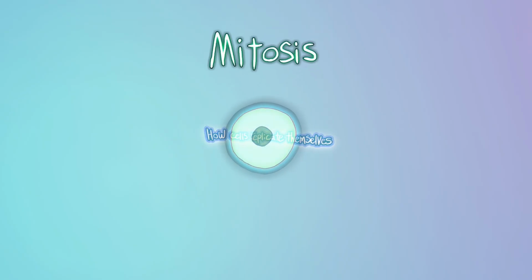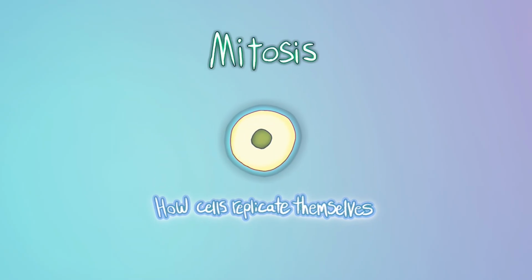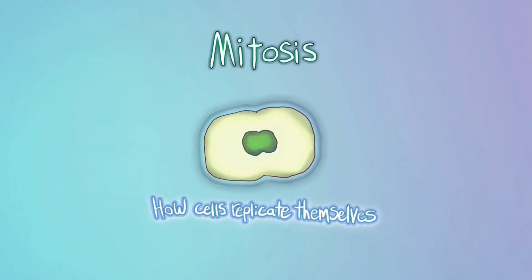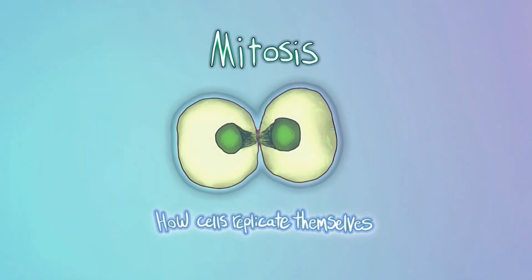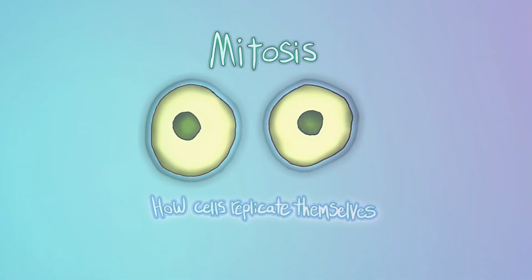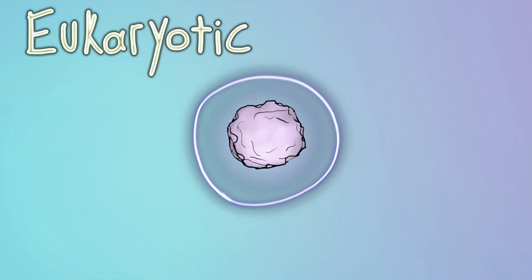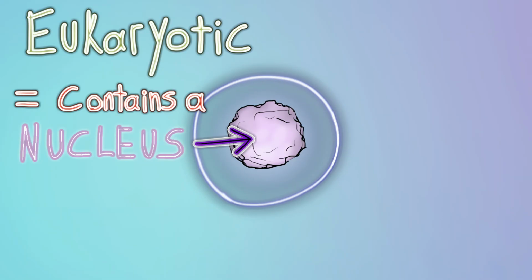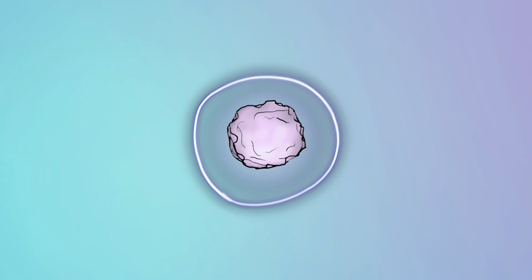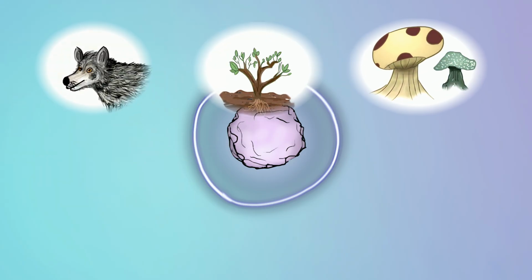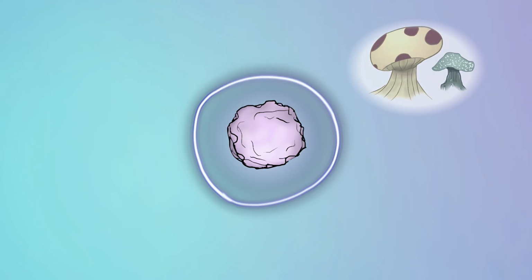Mitosis is the process of how cells divide and replicate themselves for growth or repair, during which the nucleus of a single cell will split itself into two daughter cells, creating two sets of the genetic material. Cells that have a nucleus which contains its genetic information are called eukaryotic cells. Animals, plants, and fungi are the main examples of eukaryotic organisms.